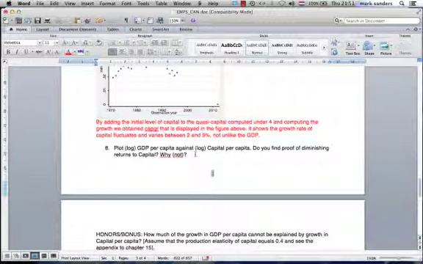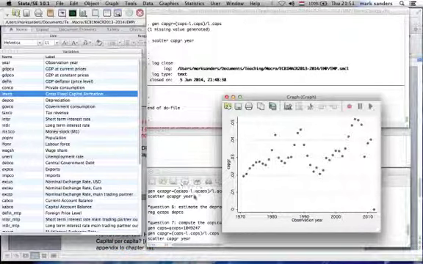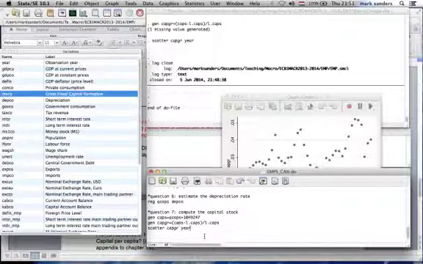Okay, so let's see if we can get Stata to give us that. Of course we can. Question 8. Plot GDP against capital per worker, per cap. So it's capital per capita.